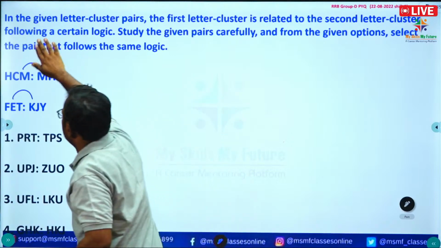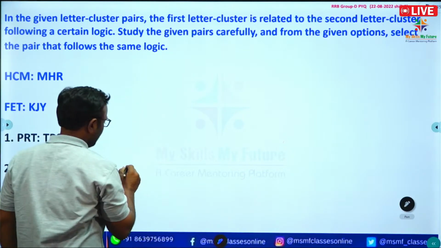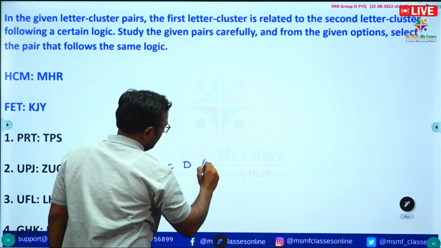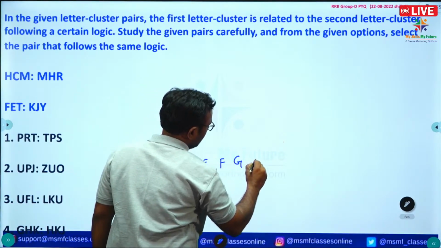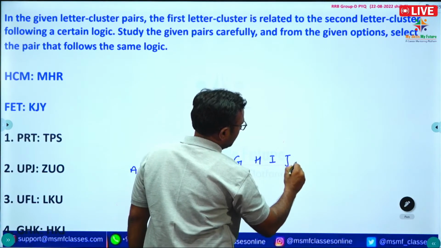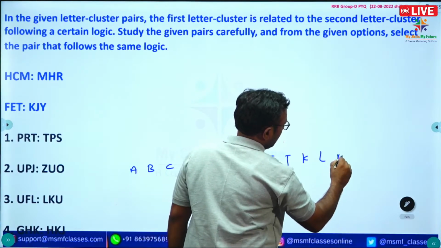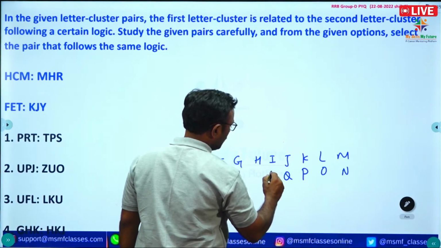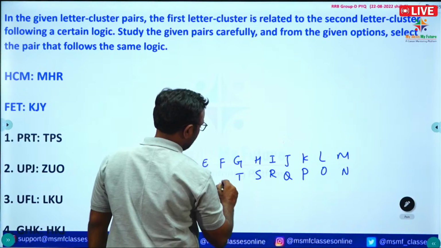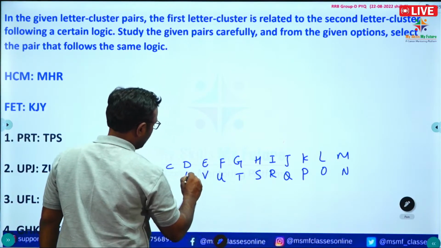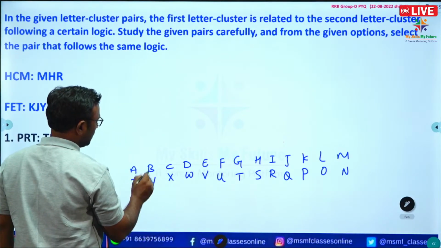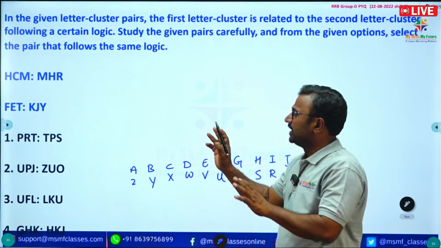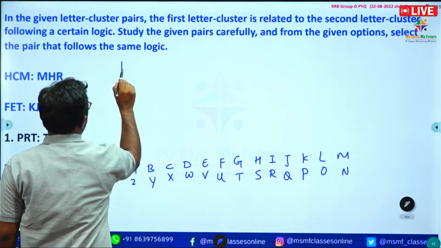Okay, right. So before going to discuss, I will write the alphabets. Okay. So A, B, C, D, E, F, G, H, I, J, K, L, M, N, O, P, Q, R, S, T, U, V, W, X, Y, Z. Okay, right. So these are the alphabets. Okay, right. See here. So first of all, see here HCM.